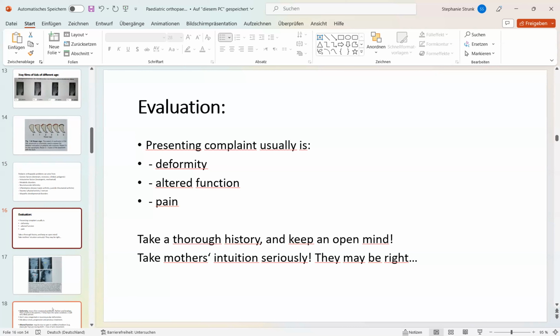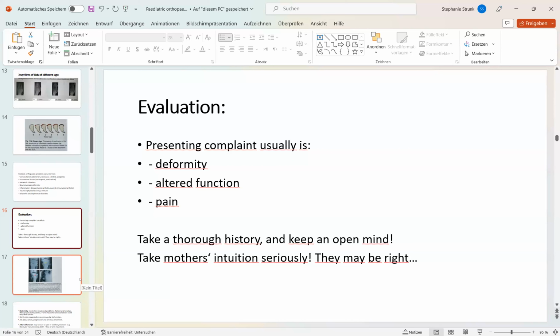So the point is, take a thorough history and keep an open mind. Sometimes kids do things they probably should not do. So they are not telling you about the trauma because they climbed up a wall which was forbidden to them. But you should always take mother's intuition seriously. If mom brings her kid to the doctor and says something's wrong with the boy, with the girl, do take her seriously, and they may be right. And if you don't find anything, search again. Tell her to come back later.